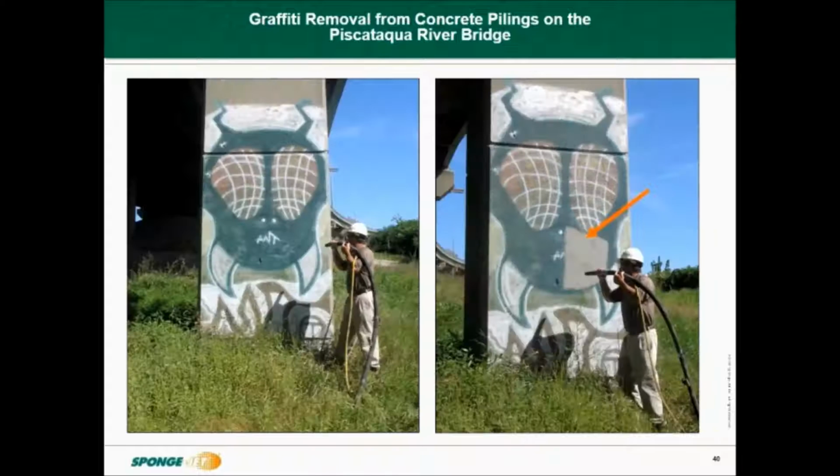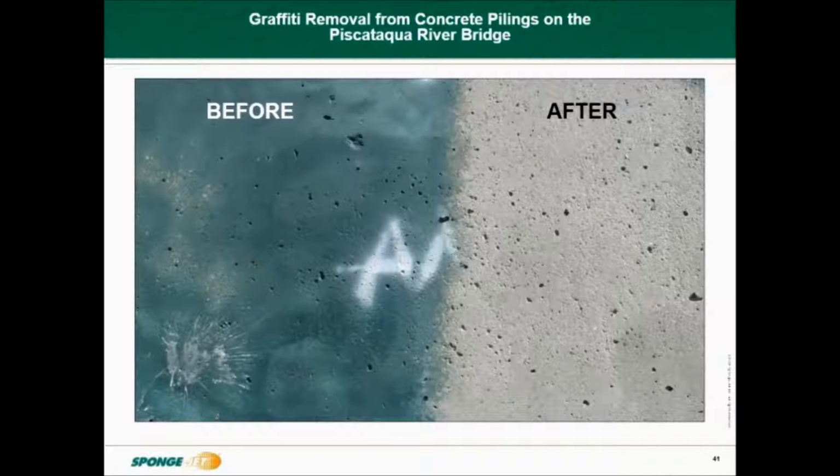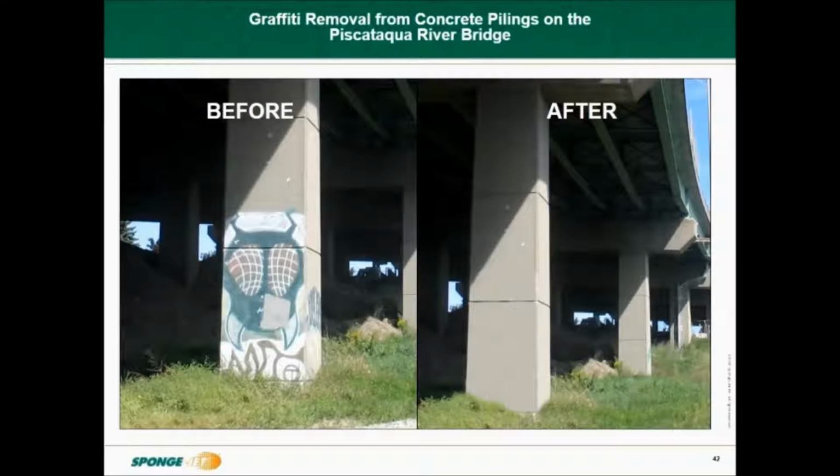The before and during blasting processes: you'll see on the left there the starting point, and the patch that they've done on the right side. They close up the blasted surface. The finished application showing the full removal of the graffiti off the pylon.